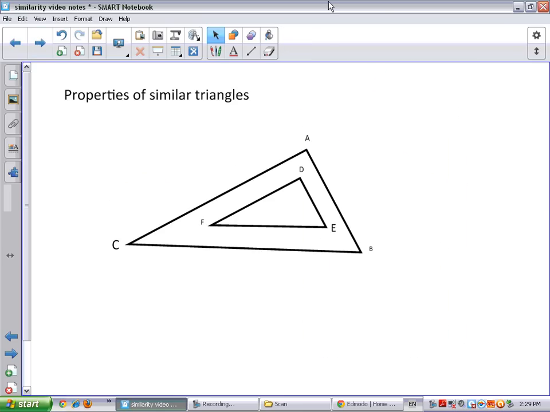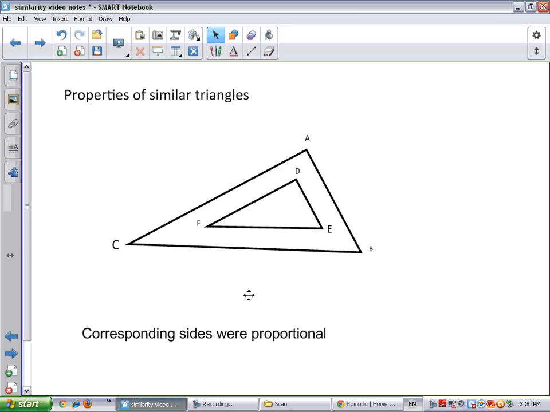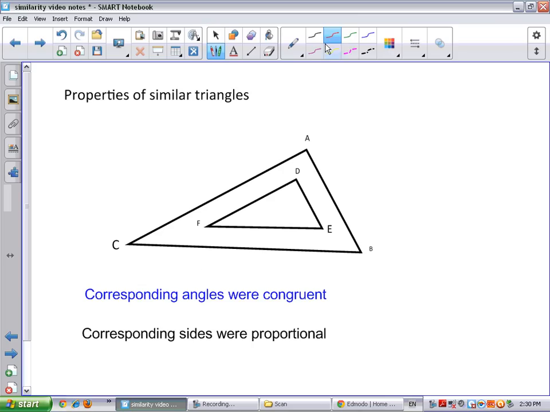We asked you to discover this by looking at some triangles. The first task in the discovery was to look at these two triangles, and we asked you what relationship you might have seen between them. I think it's fairly obvious. Hopefully you reached the conclusion that these two triangles were exactly the same shape, but one was bigger than the other. So when you found your measurements, you might have found that corresponding sides were proportional and corresponding angles were congruent.